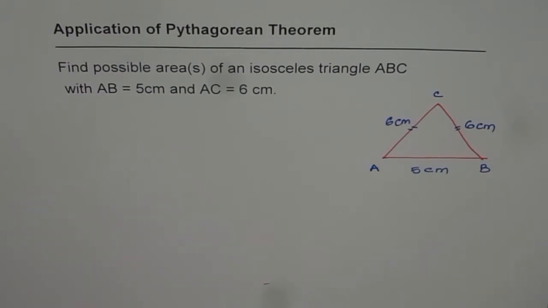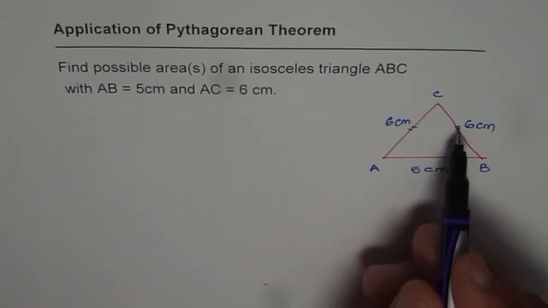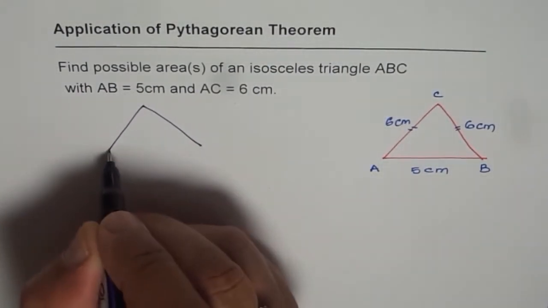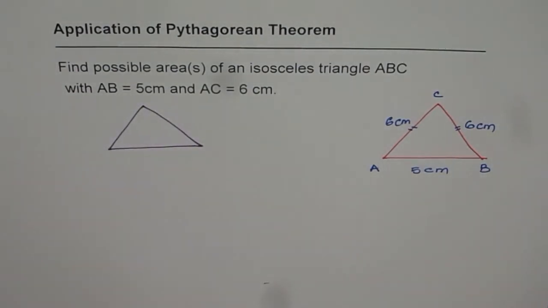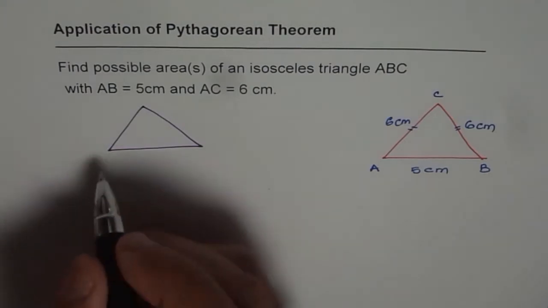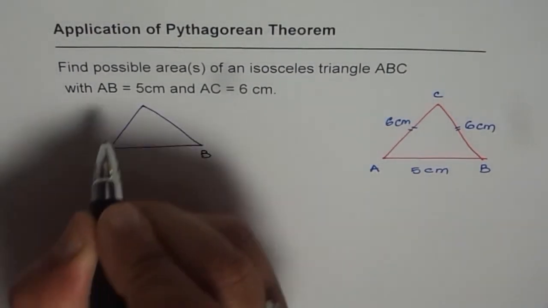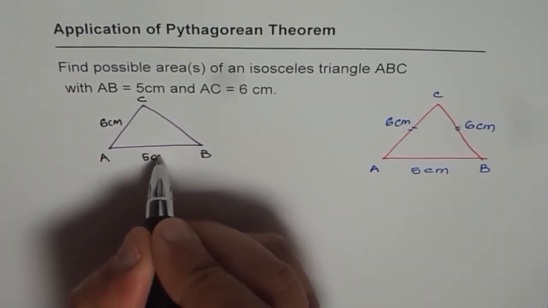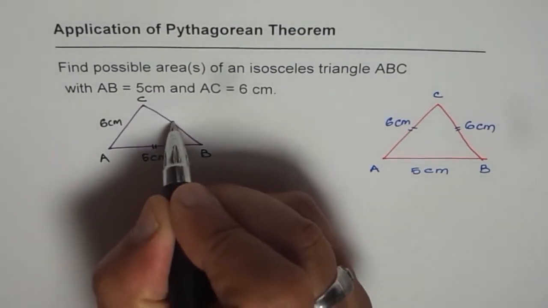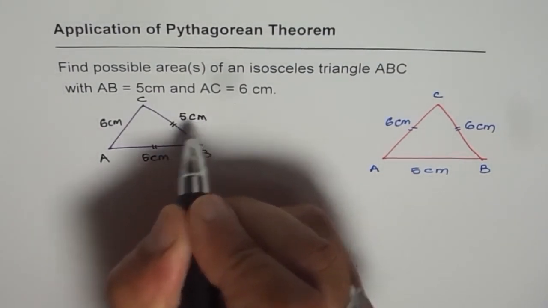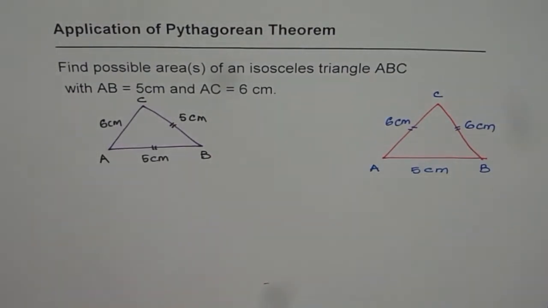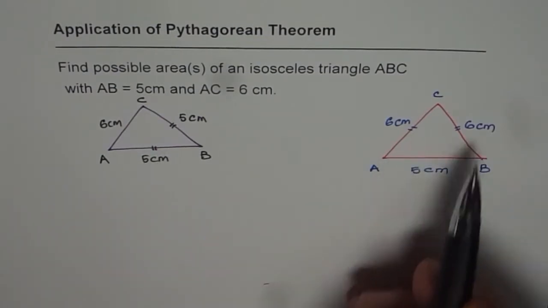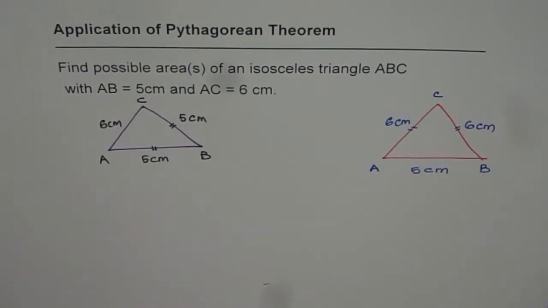Now, let me draw another triangle. In that, I will take this side to be 5 centimeters. So let's say that is this triangle, and this is our triangle ABC. We're given 6 centimeters AC, 5 centimeters AB, and now we are considering CB as 5 centimeters, right? So this is a smaller triangle. We should expect a smaller area in this case, since the two equal sides are 5, not 6, right? Let's figure out the area of these triangles.